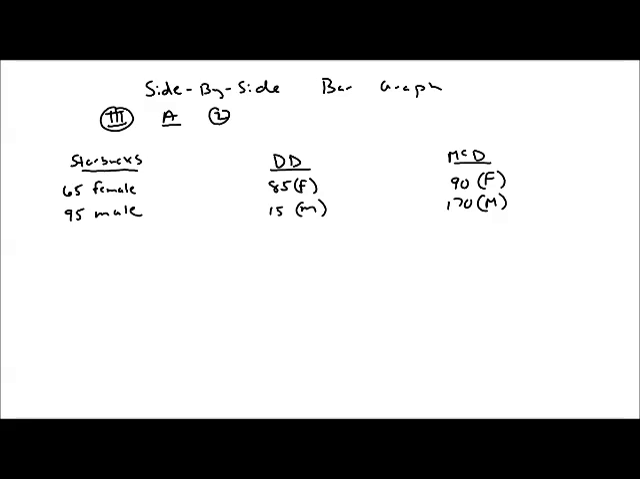25 female, excuse me. Read it wrong. 25 female and 145 male. For Hess, we have 90 female, 170 male, and Own Coffee, 160 female, and 100 male.